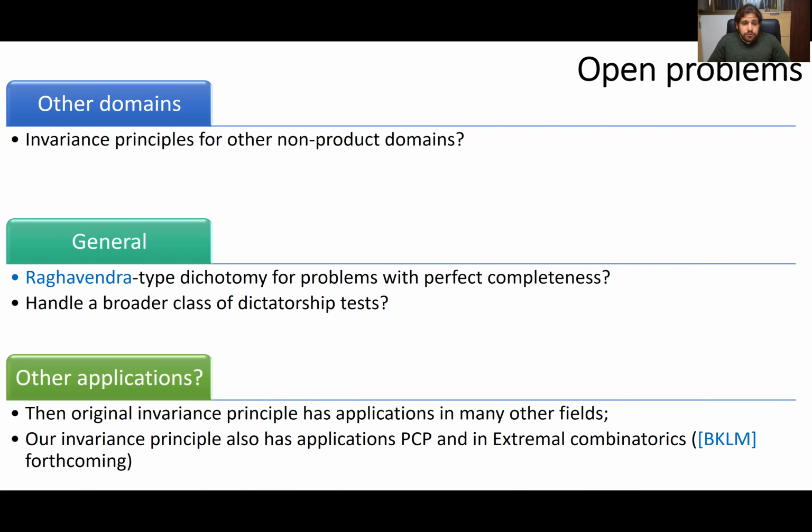And thirdly, the invariance principle originally was developed for hardness of approximation, but later on found applications in many other fields. So we believe that these new invariance principles should also have applications in other fields. And indeed, in a forthcoming work, we show that you can derive some new results in extremal combinatorics using it. But this is the topic of a different discussion.